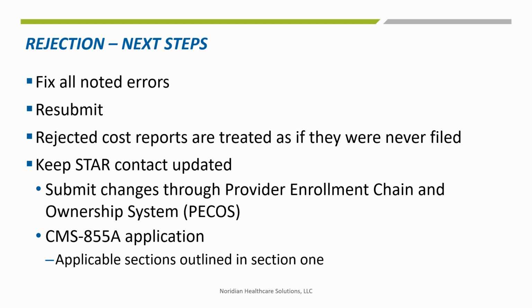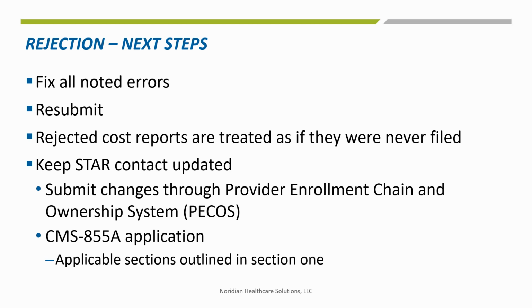So what can you do if your cost report was rejected? The first step would be to take notice to all noted errors and correct them as to not receive a second rejection. You can then resubmit your cost report to us. And again, those rejected cost reports are treated as if they were never filed, so you won't see issues of rejection due to duplication. All correspondence will be sent to the STAR contact on file.